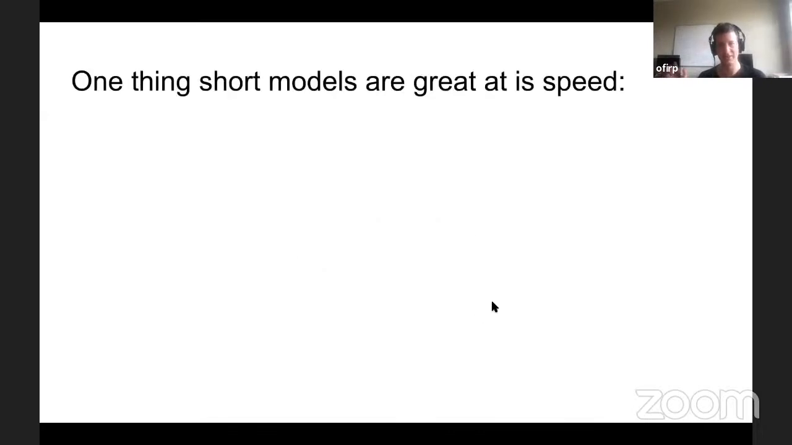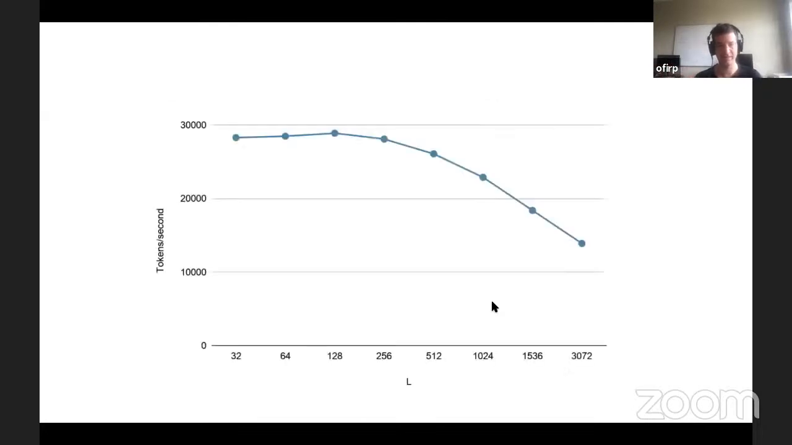So one thing that short models are really great at is speed, right? What I did here was graph training speed, so tokens per second, for the 8 different models. And obviously, as you go down in input length, your model becomes faster. It stops becoming faster at 128 because at that point, attention isn't the bottleneck anymore. The bottleneck is actually the feed forward sublayers, and they don't become faster when your inputs are shorter. So there's a limit to this, but shorter is much faster.